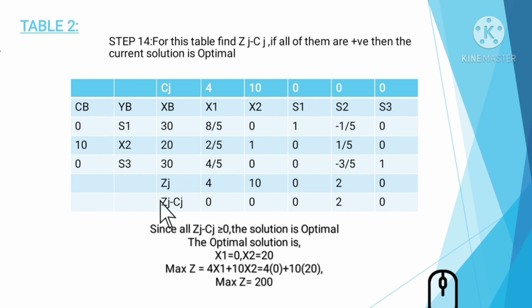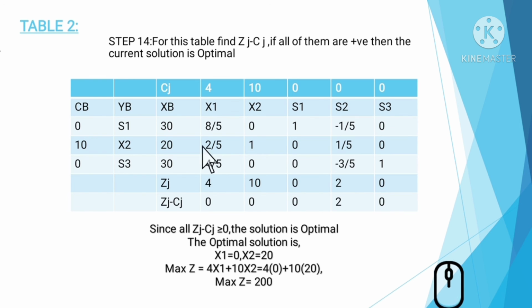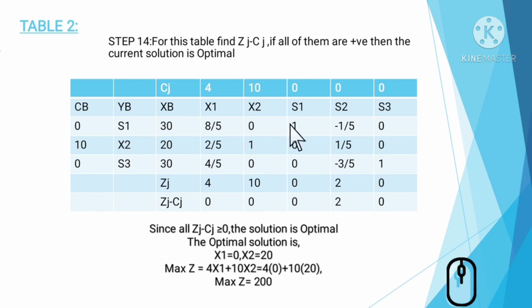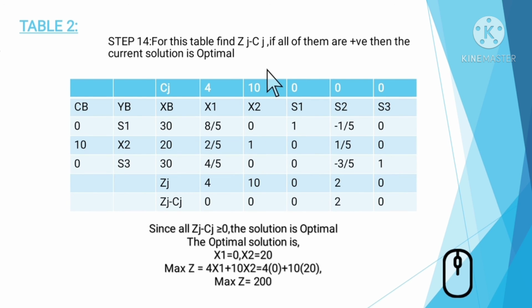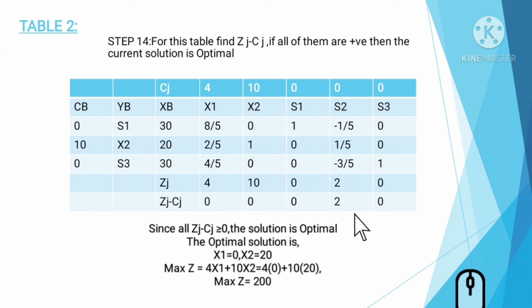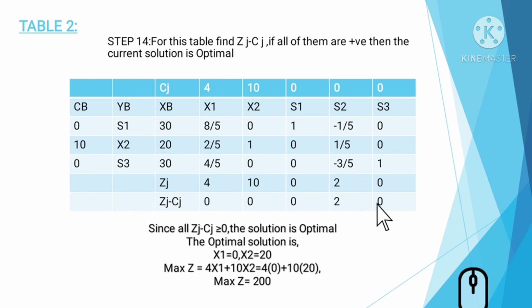Next we are going to find Zj minus Cj. 4 minus 4 is 0. 10 minus 10 is 0. 0 minus 0 is 0. 2 minus 0 is 2. 0 minus 0 is 0.